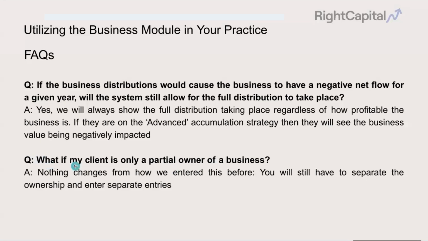And then lastly here is if your client is only the partial owner of a business. So in the past, if your client was a partial owner of the business, you would have to just indicate the percentage of their ownership within the data entry. We didn't have a way to specify splitting an ownership between a client and their partner. So in this case, that's the same data entry. If you do have a client that is partial owner of a business, you would still have to separate the ownership for the percentage that the client owns within the data entry point.